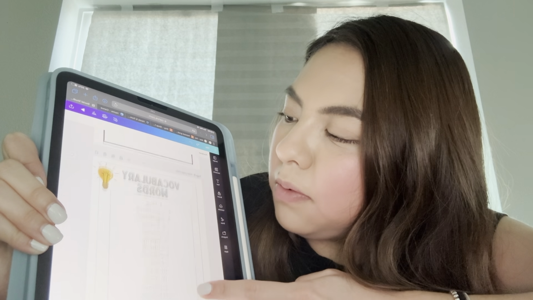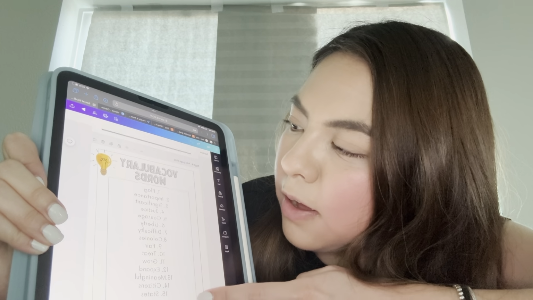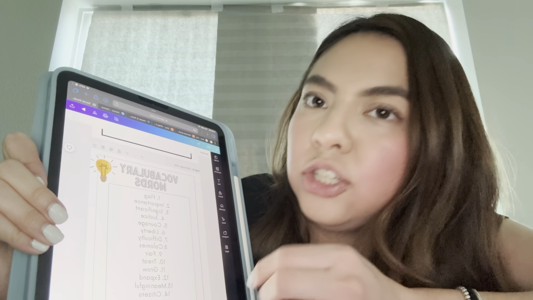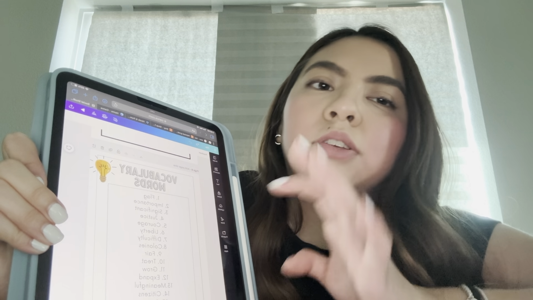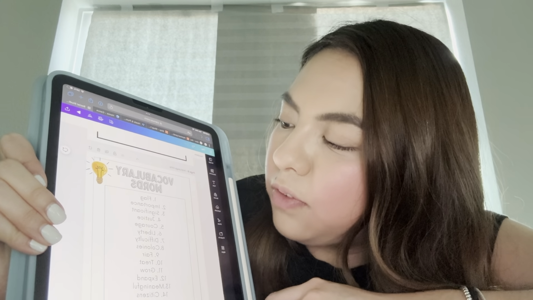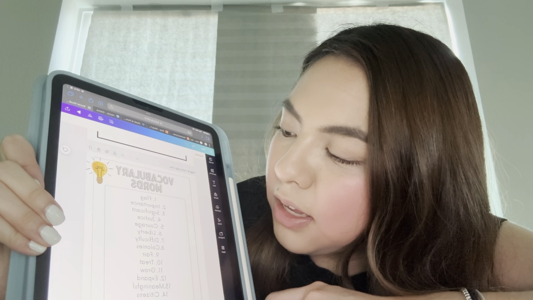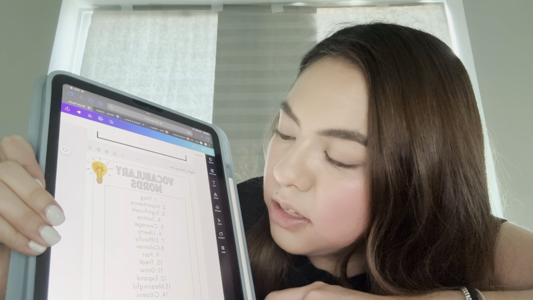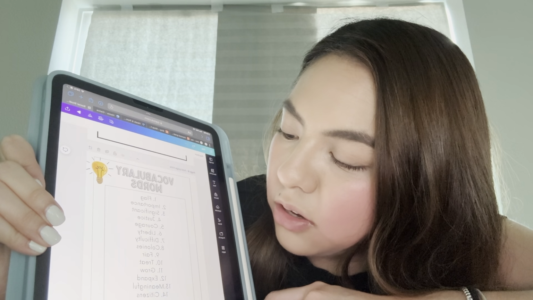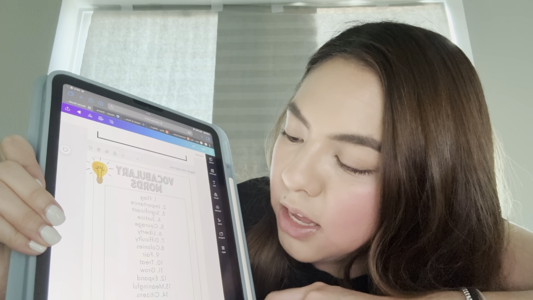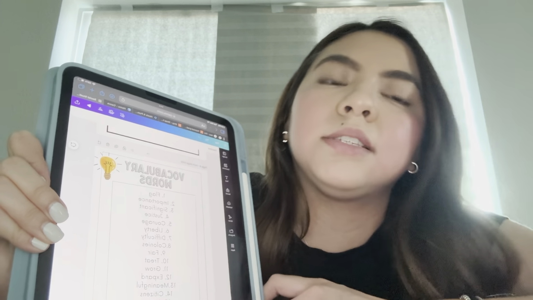And then some vocabulary words that they should learn by the end of this whole lesson plan are flag, importance, significant, justice, courage, liberty, difficulty, colonies, fair, treat, grow, expand, meaningful, citizens, and states. And that is all for my social studies lesson plan. Thank you.